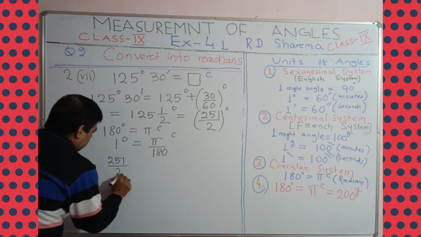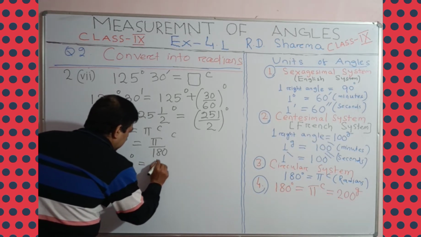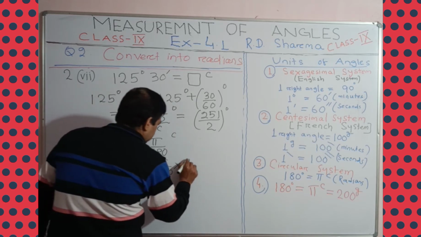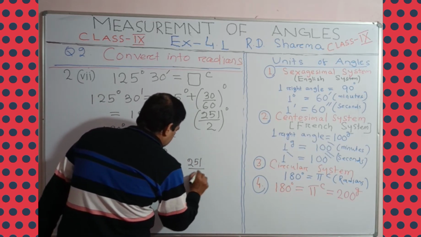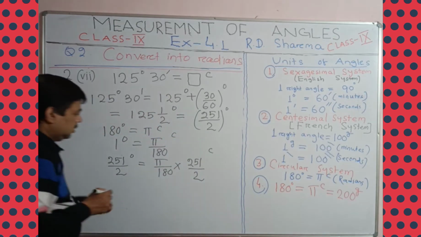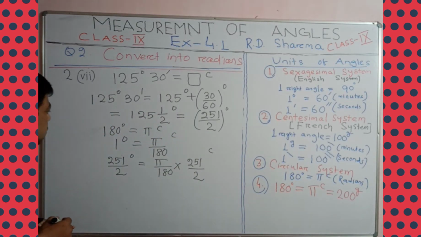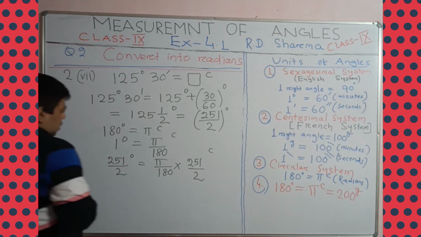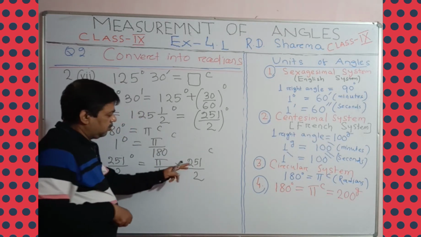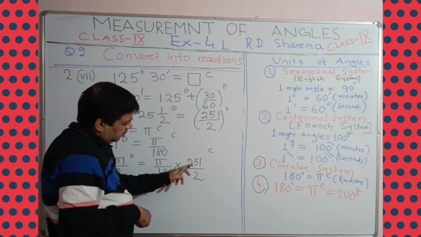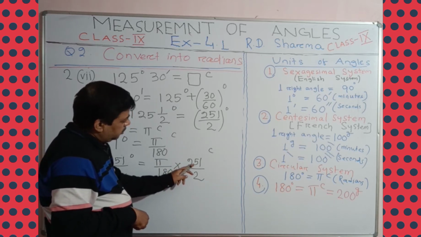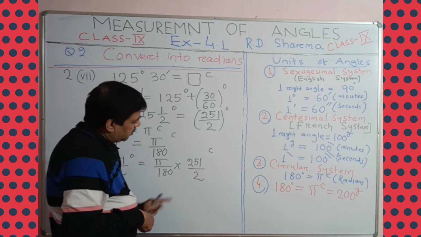251 by 2 degree will be pi upon 180 into 251 by 2 radian. So we will cancel this one. I think we cannot cancel 251 by 180: 2 plus 5 is 7, 7 plus 1 is 8, so it is not divisible by 3 either.